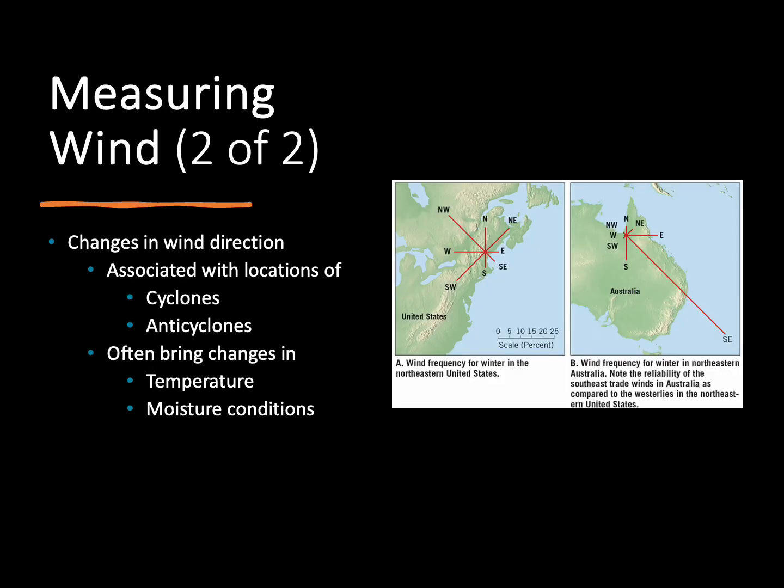So while we have these big global winds and we also have our local winds, we're going to see that some of the things that can cause winds to change direction can be a cyclone or an anticyclone in the area. Remember, wind will always move from high to low pressure. So if it's experiencing an anticyclone or a cyclone, it might move a little bit differently than normal. But when the wind changes direction, it's going to bring changes in the temperature and the humidity as that wind is moving air in different locations.